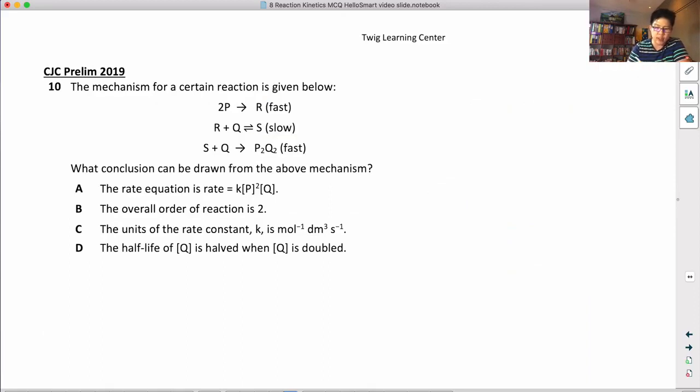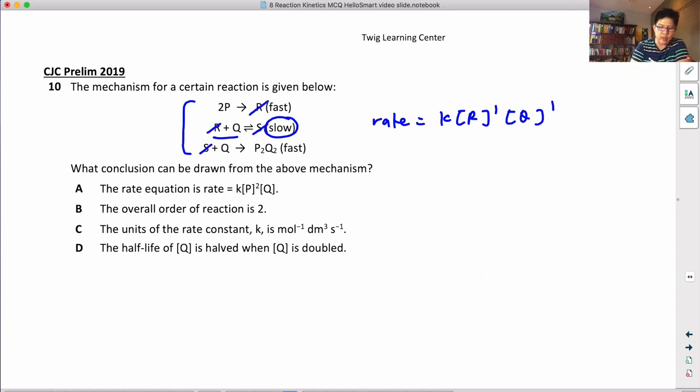Okay, so let's look at the rate equation. Rate is equal to, you have to look at the slow step, right? So the slow step involves R and Q, so it's first order with respect to R and first order with respect to Q. Okay, but if you look at it carefully, you realize that if you add all these equations together, the R can cancel out and the S will also cancel out.